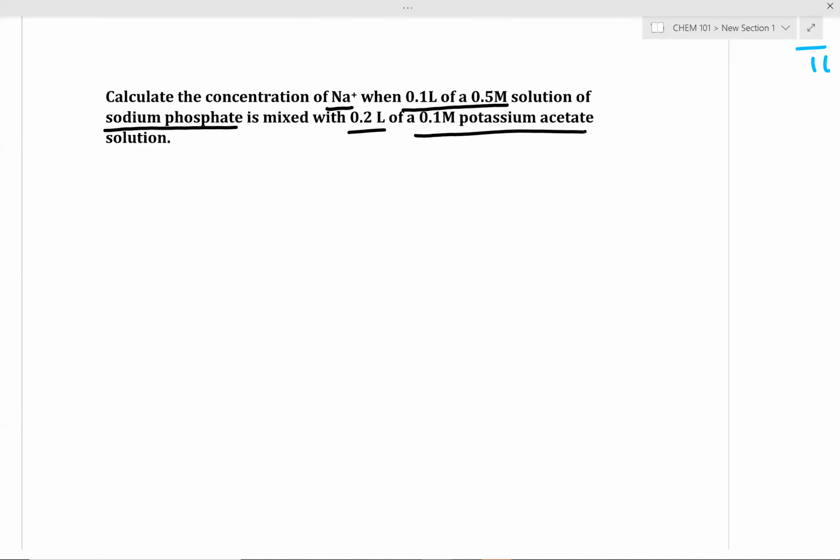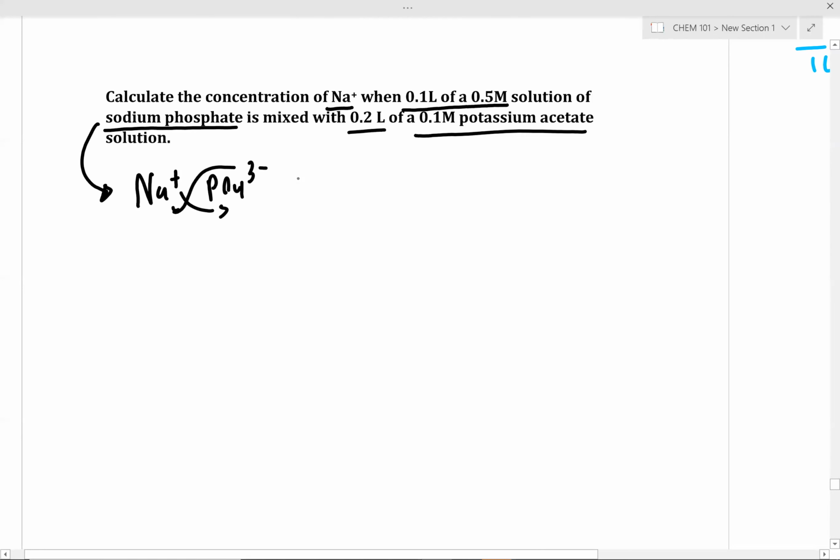Okay, so in solution 1, sodium phosphate. We first need a formula here. What's the formula of sodium phosphate? Na3PO4. We have sodium plus, phosphate minus. We cross our charges. That gives us Na3PO4. Okay, it's 0.1 liters of a 0.5 mole per liter solution.